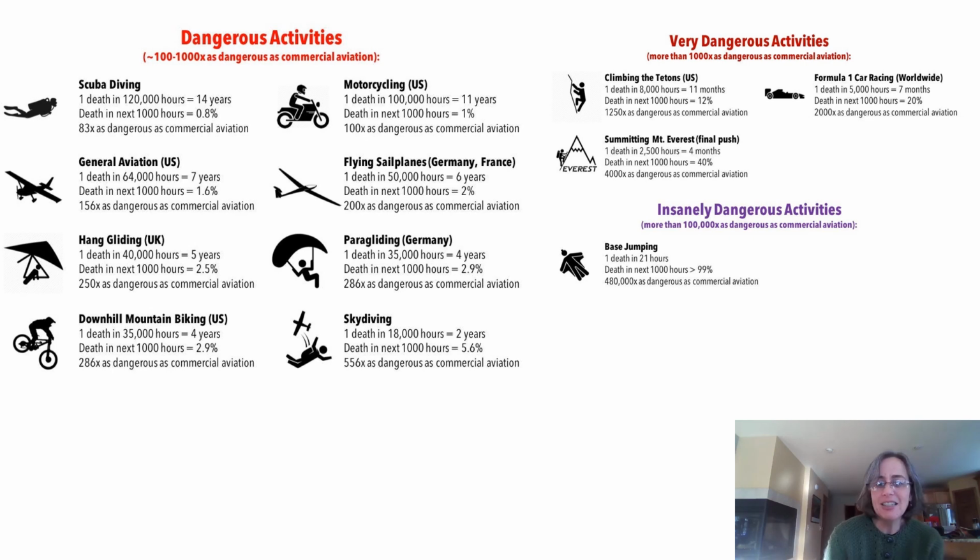If you're really interested in seeing what are the really dangerous things, motorcycles are 100 times more likely to cause death per hour of activity than flying on a commercial airline. Downhill mountain biking, even more dangerous than riding a motorcycle, interestingly. And then here are ridiculously dangerous things, right? Like climbing Mount Everest, base jumping. Look at that. Death in the next 1,000 hours, more than 99%, right? That's just ridiculous. So our sense of what is risky is often very out of proportion and inaccurate.